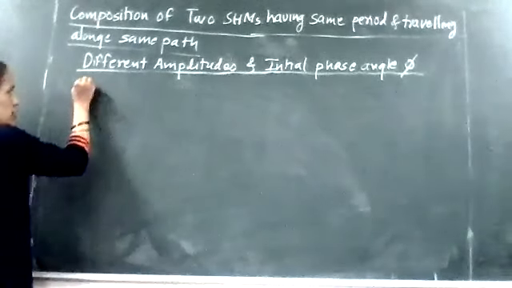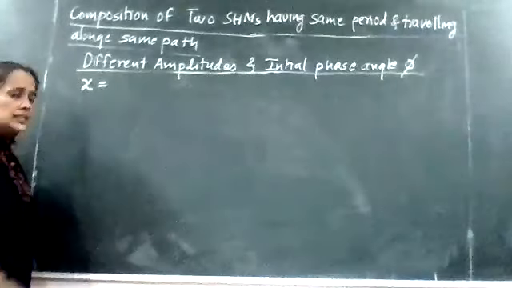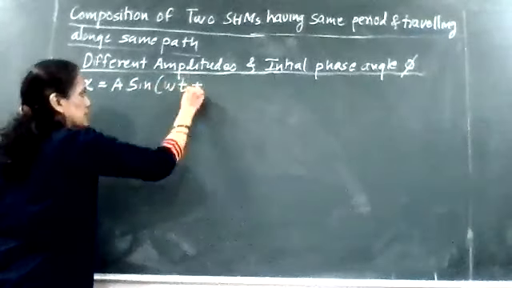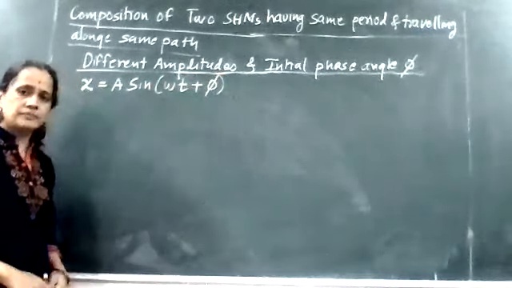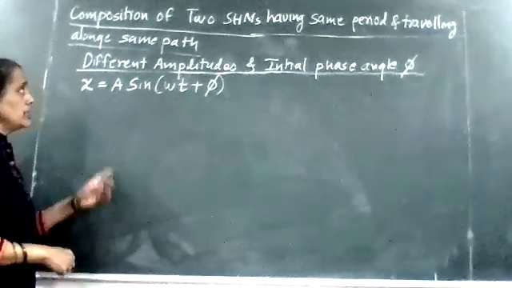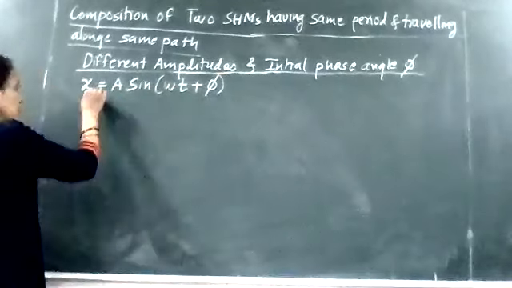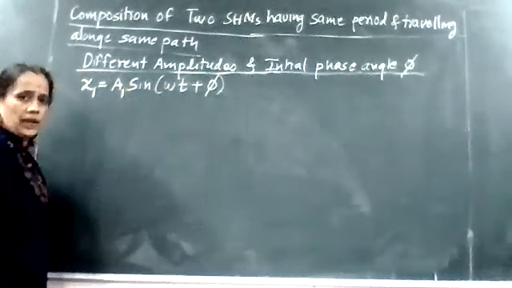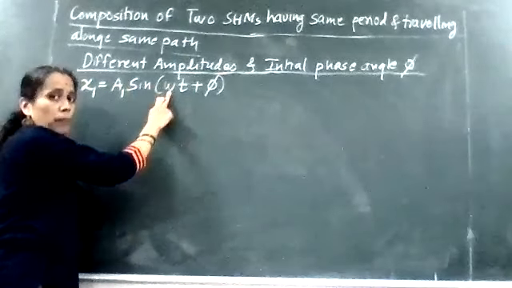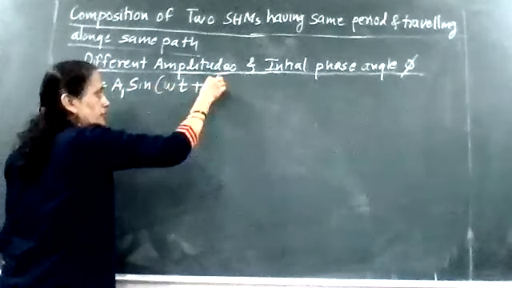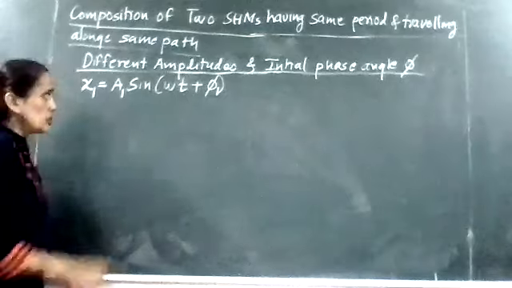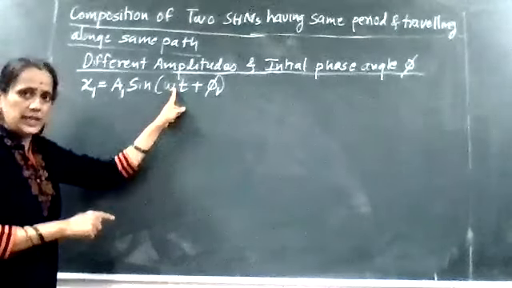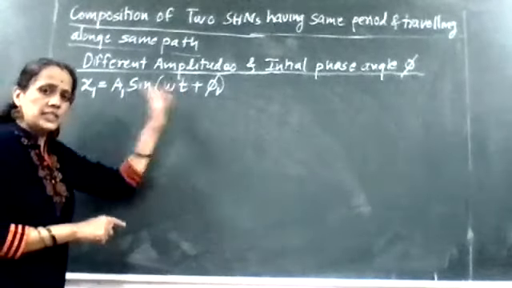So now, initially what do I write? Displacement equation. x is equal to A sine(omega t plus phi). This is the initial equation of the displacement. Now here are two SHM. So I write the first SHM is traveling along the x-axis, its displacement is x1, amplitude is A1, omega is nothing but 2 pi by T, the period remains the same, and the initial phase angle is different, so phi1. So in this equation I have kept: traveling along the x-axis, having the same period, amplitude A1, initial phase phi1.